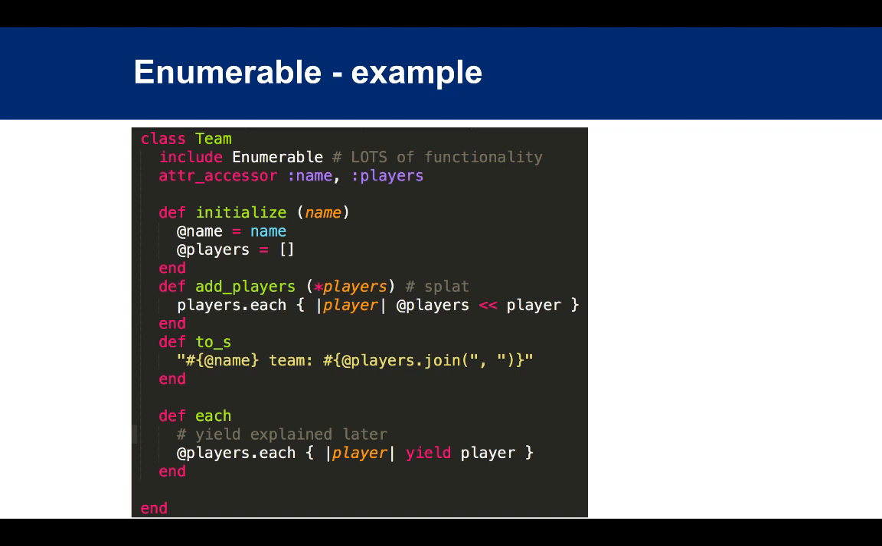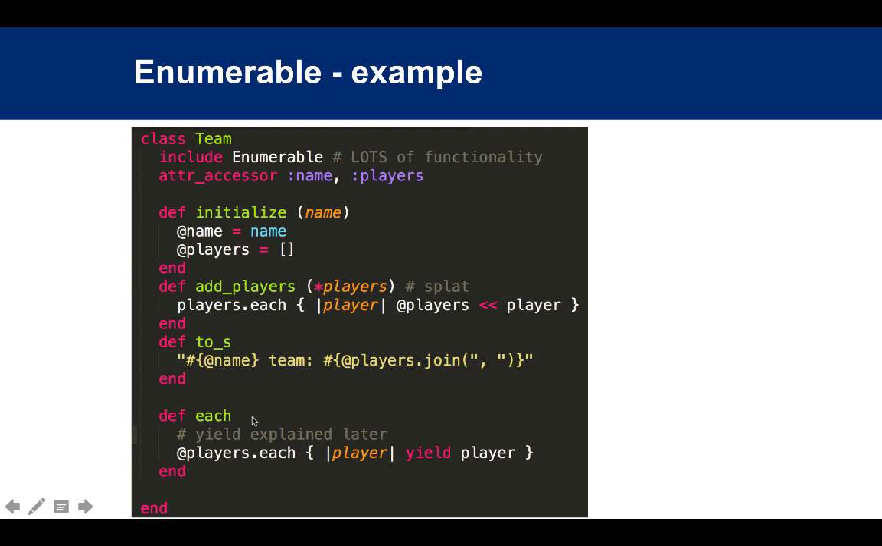Let's say you have a class called team. And obviously the idea of a team is that it has players. Now, you don't want to have an array of players. You want to have a team class. So your team class includes the enumerable module, which is just a Ruby module that's already available. Then let's say you have a name and an array of players inside the team class. So you initialize it, then you could add the players, as many players as you want, using the splat syntax. And then the toString just lets you print the names of the players.